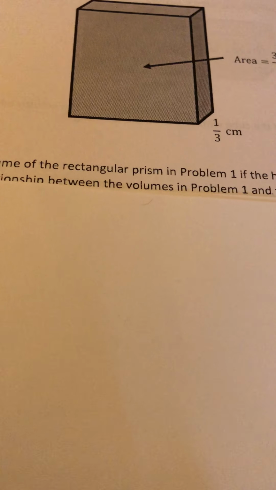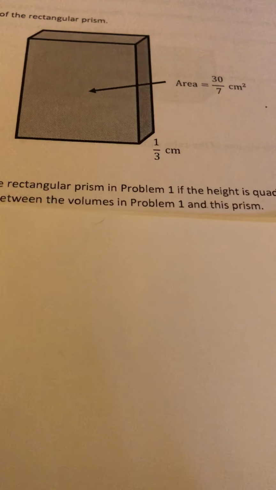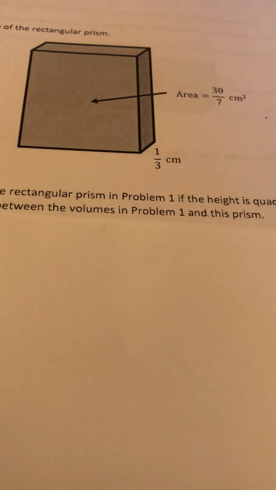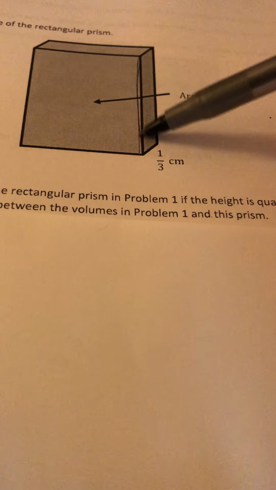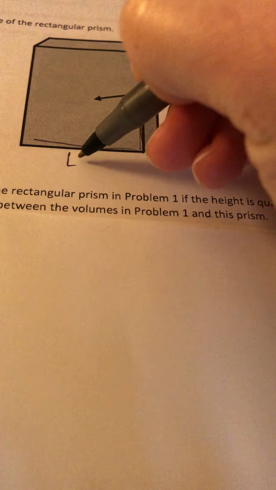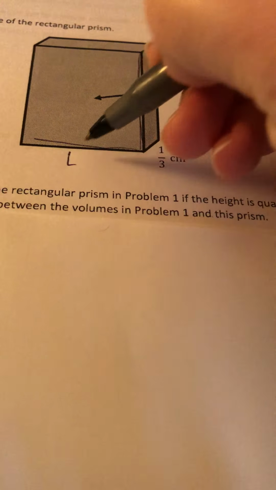This is lesson 13, module 5, problem set, page S69. This wants us to determine the volume of the rectangular prism. And you can see that it gives us the area of this front face. So the area is the length, the width, and the height.